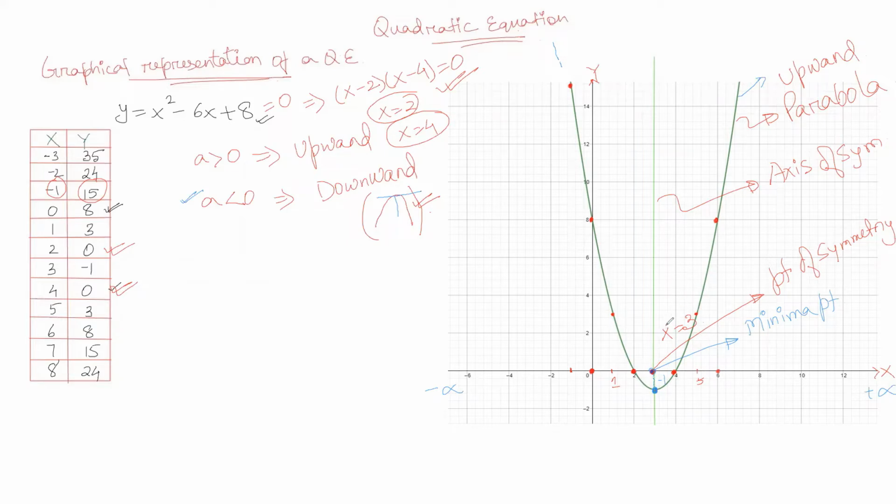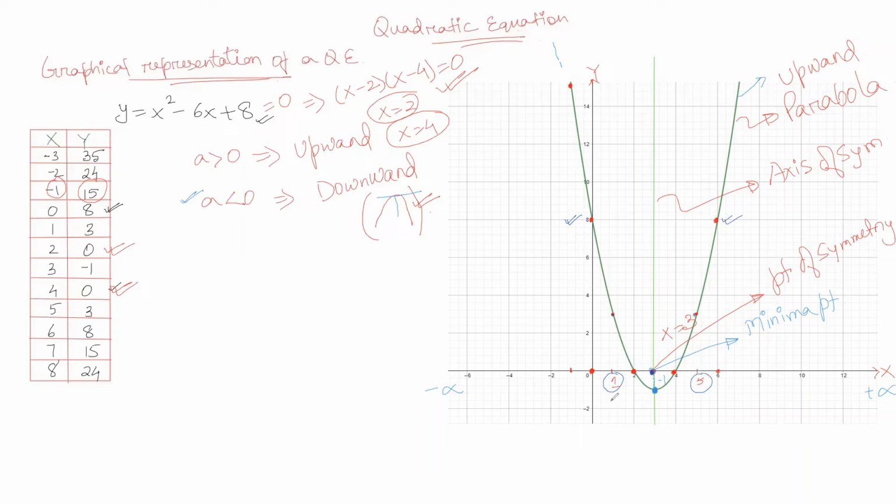Also, one thing that we can observe from this graph is that except for this minima point or the point of symmetry, there are two values of x which are giving us the same value of y. For example, at x equal to 1 and at x equal to 5, we are getting the same value of y, which is 3. And at x equal to 0 and at x equal to 6, we are getting the same value of y to be 8 and so on. So this point of symmetry can also be found simply by taking the midpoint of those 2 points of x, which are giving us the same value of y.